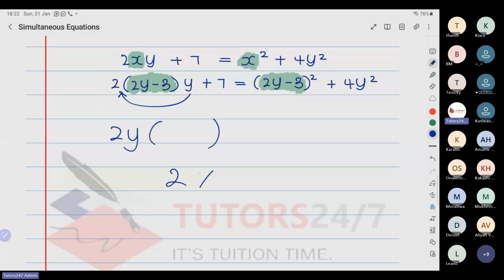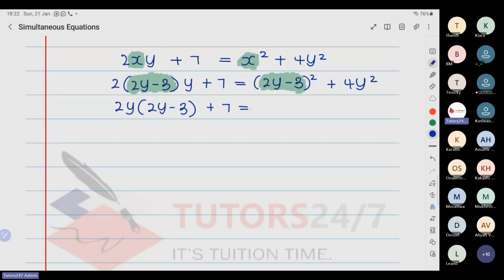Remember, 2 times 3 is the same as 3 times 2. When you are multiplying, the order doesn't matter. Whether you put A first, B first, or C first, when you multiply, it doesn't matter. So we are going to write this as 2y into 2y minus 3. All I've done is I've moved that y to the front of the bracket. It was originally at the back of the bracket.